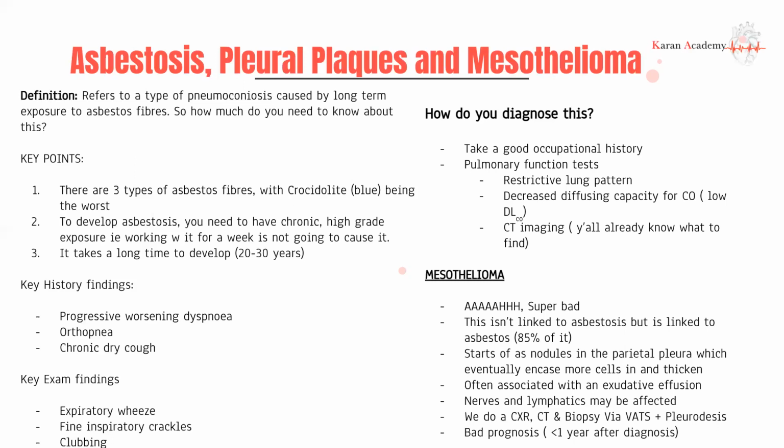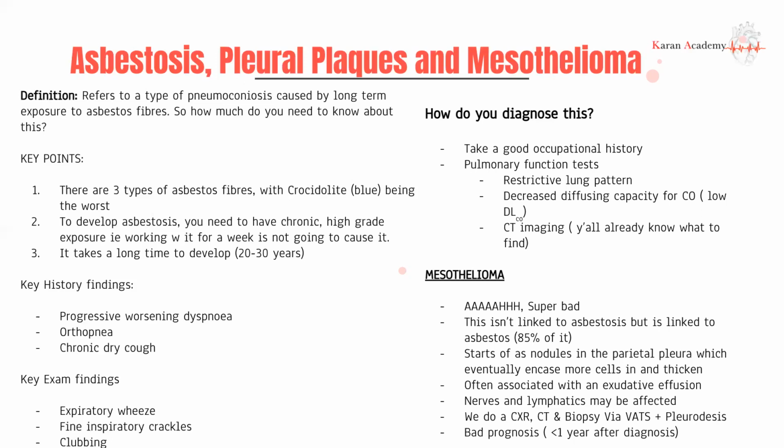It often starts as a nodule in the parietal pleura, which then encases more cells, thickens, and then you end up with an exudative pleural effusion. And that's the most common presentation. So it's actually the signs and symptoms of their pleural effusion that lead us down an investigatory pathway. You can also have nerves and lymphatics being affected.